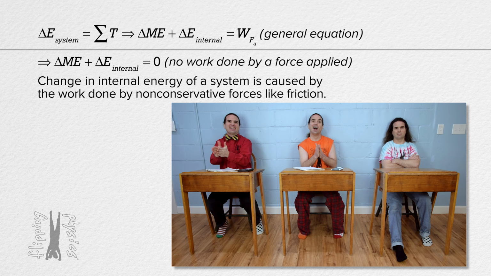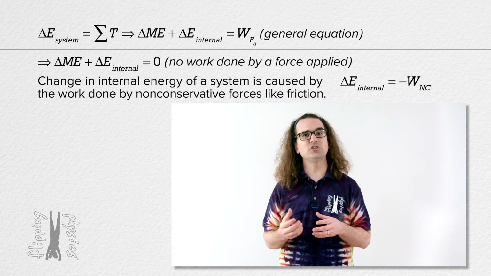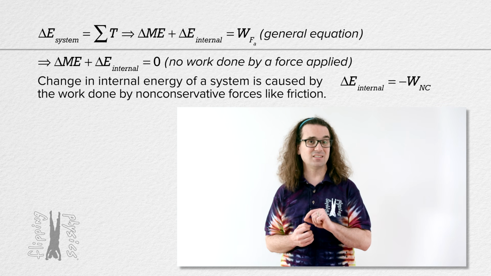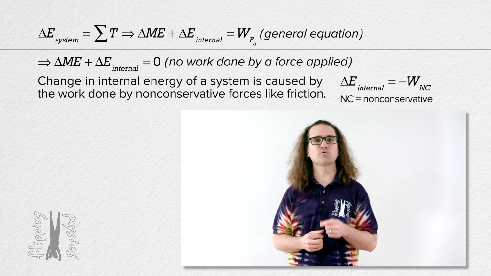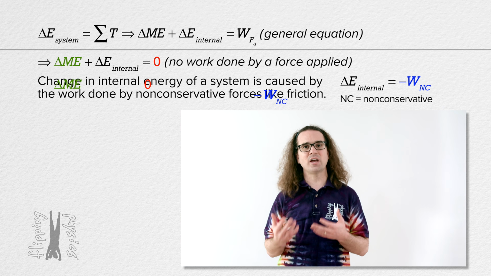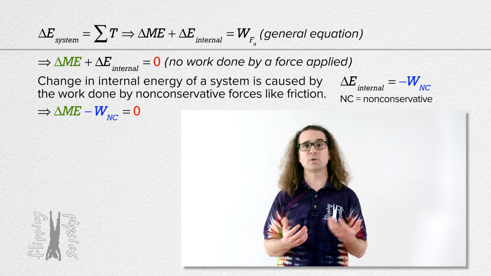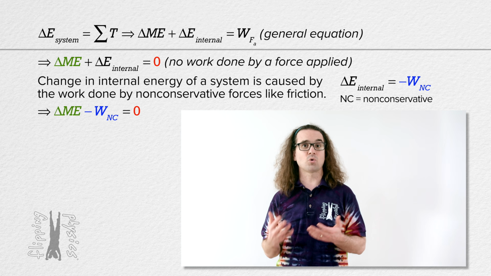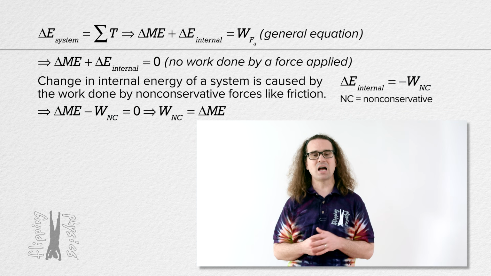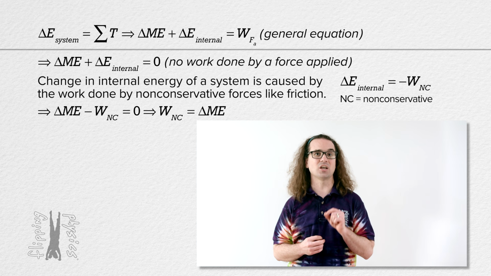The equation for that is that the change in internal energy of the system equals the negative of work sub NC, where NC stands for non-conservative forces. From there you can see that the general equation about energy transfer we started with, if there is 0 work done by a force applied on the system, gives us that the work done by non-conservative forces on the system equals the change in mechanical energy of the system.